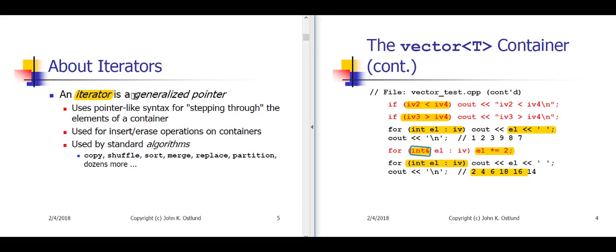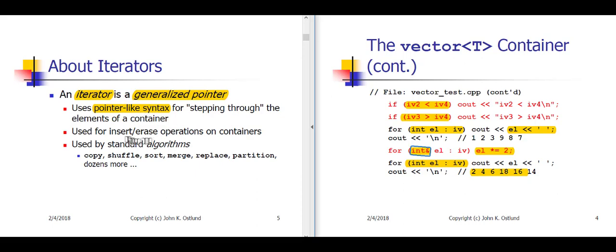An iterator is a generalized kind of pointer. Now, what do we mean by a generalized kind of pointer? What we mean is that the syntax for interacting with an iterator is pointer-like syntax. That is, we can do star on an iterator to access the value that the iterator, quote, points to, unquote. We can do plus plus on an iterator to increment the iterator to point to the next element, and so on.